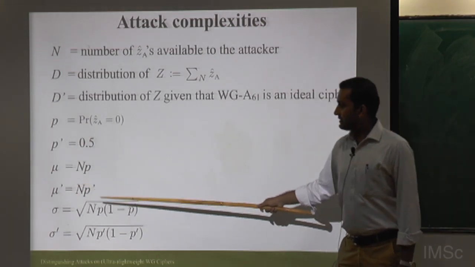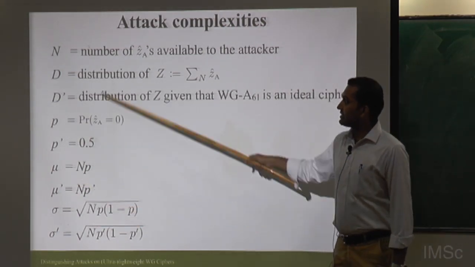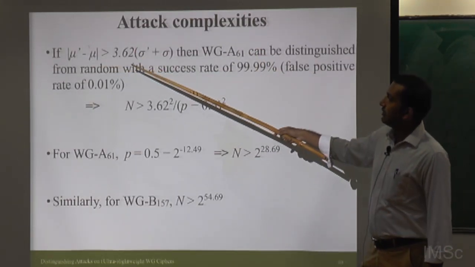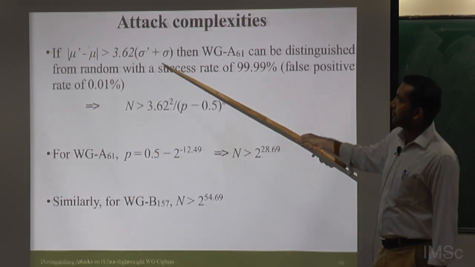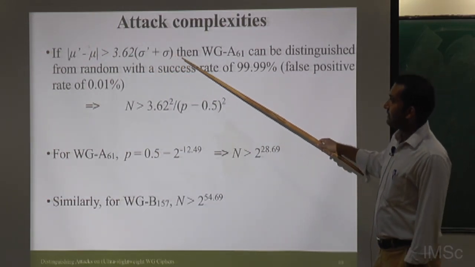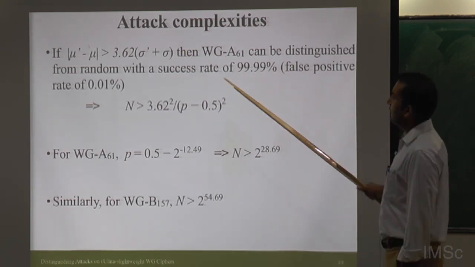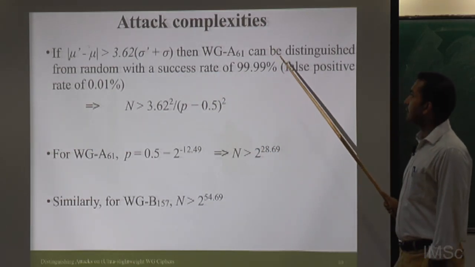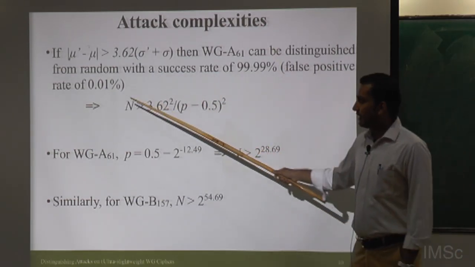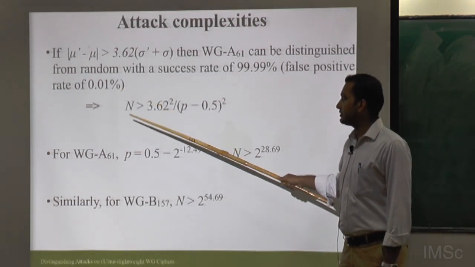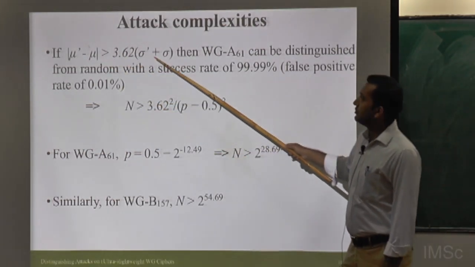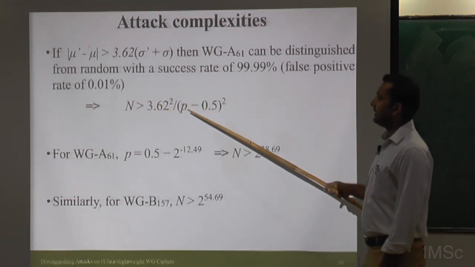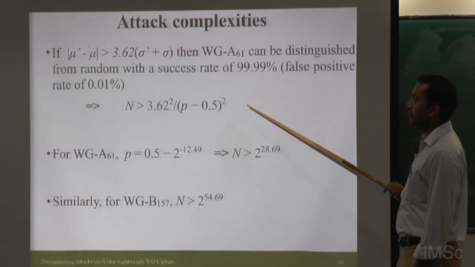Mu and mu dash are the means, and sigma and sigma dash are the standard deviations of D and D dash. Now when this condition is satisfied, that is, the absolute value of mu dash minus mu is greater than 3.62 into sigma dash plus sigma, we will be able to distinguish WGA61 from random with a success rate of 99.99% and a false positive rate of 0.01%. If we substitute for mu dash, mu, sigma dash and sigma, we get that the number of samples n should be greater than 3.62 squared divided by (p minus 0.5) whole squared.